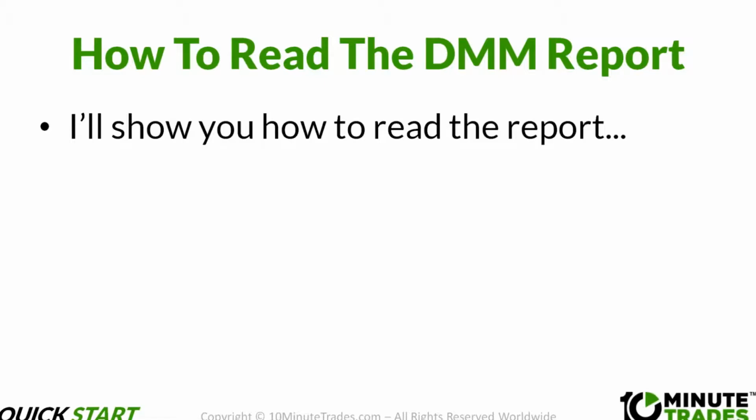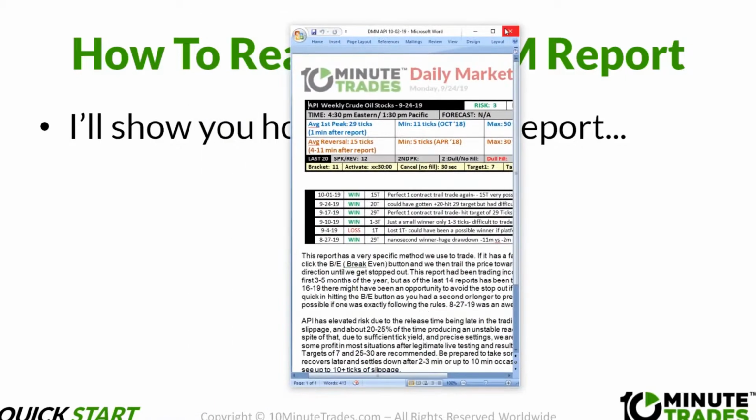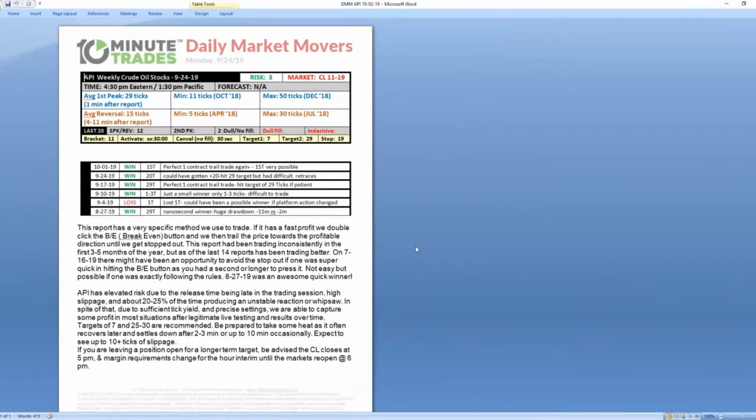It's an oil trade, a lot like the Wednesday oil trade, but it takes place every Tuesday at 4:30. And we found a specific method to trade it. So we released a daily market mover report for this trade. The title of the report is listed on the daily market mover. It's the API weekly crude oil stock report.